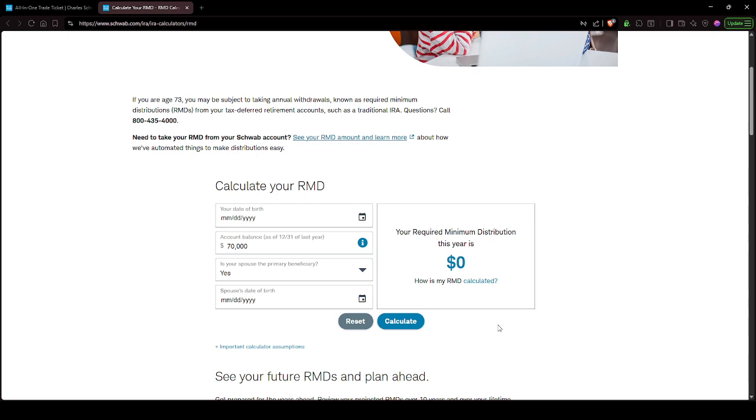Finally, you can use Schwab's online calculators or tools to make this process easier. Simply enter your information, and Schwab will help provide your RMD amount.